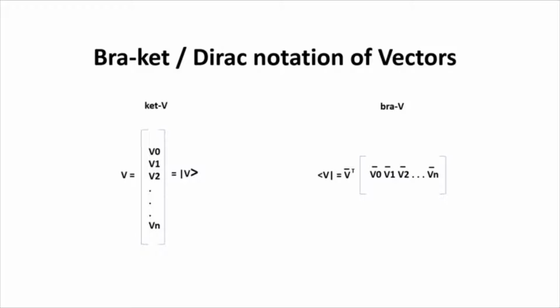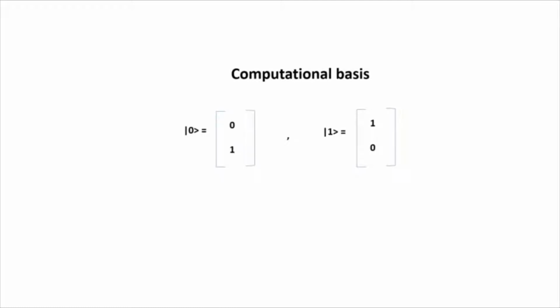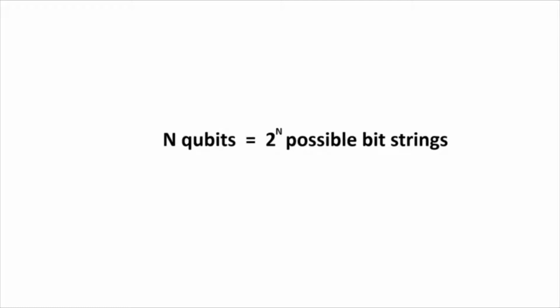For a given vector v, the entries of the row vector bra v are the complex conjugate forms of the entries of the column vector ket v, and the inner product of these two vectors forms what is known as the Hilbert space. A qubit is represented using any two orthonormal basis vectors, but usually by the computational basis ket0 and ket1. In quantum computing, a register of n qubits is in a superposition of 2 raised to n possible bit strings, which are represented using n bits when collapsed.